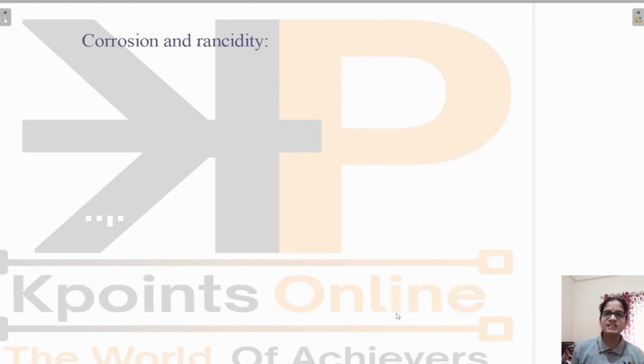Okay, so the last part of this chapter is corrosion and rancidity. What do we mean by corrosion? You people might have seen that many metals, when they are exposed to the outer environment, the surface of those metals will change in color.